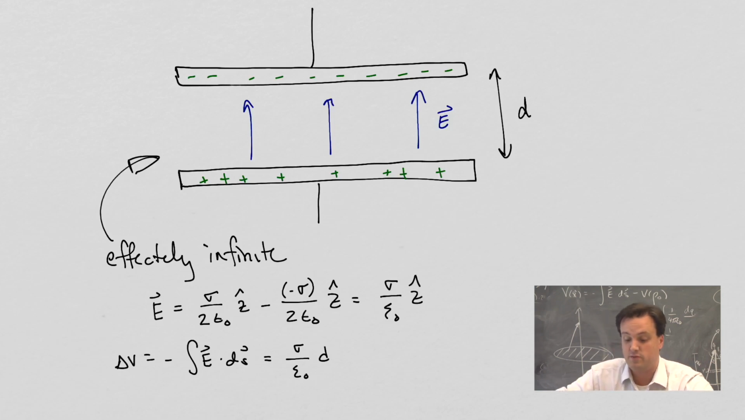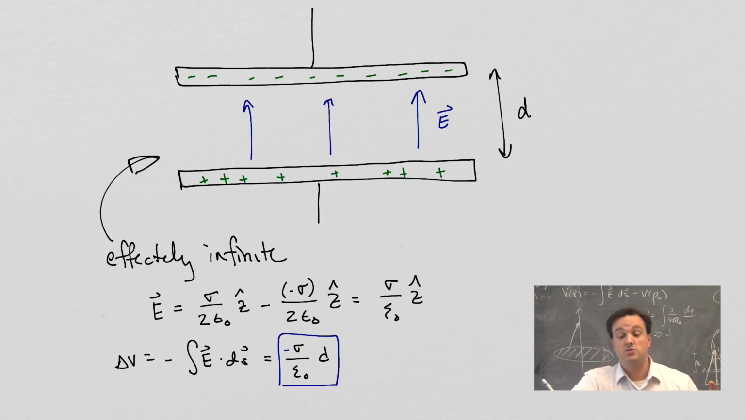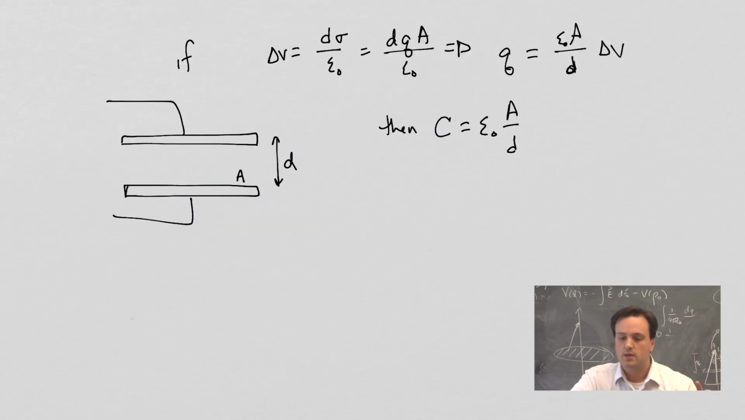Now, if I want to find the potential difference due to that electric field, I find out that the potential difference is, of course, minus the integral of E dot ds, and so the magnitude of that integral ends up being sigma over epsilon naught times d. And there should be a minus sign here, right, because the potential across the plates as I've drawn them has gone down by sigma over epsilon naught times d. Okay. But that's the potential difference.